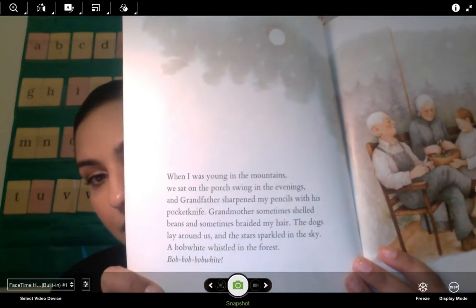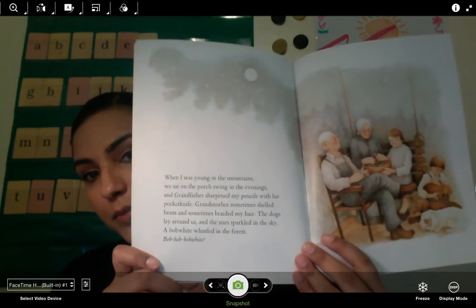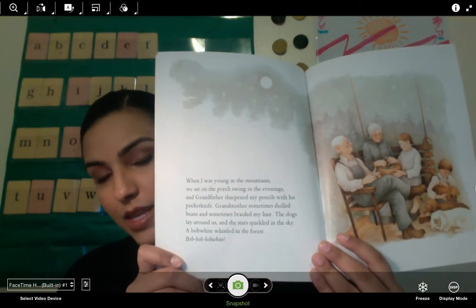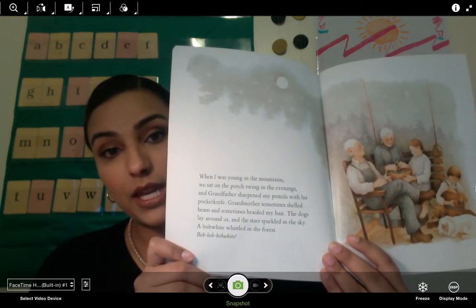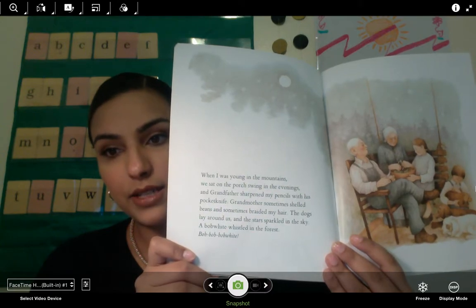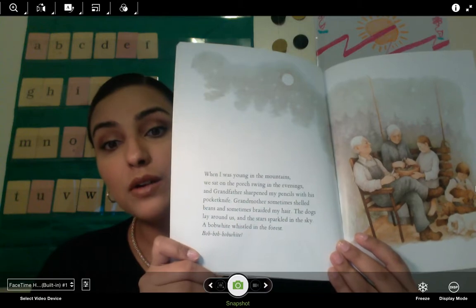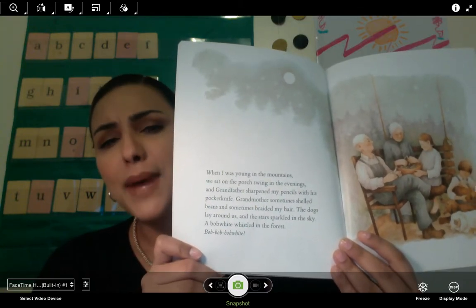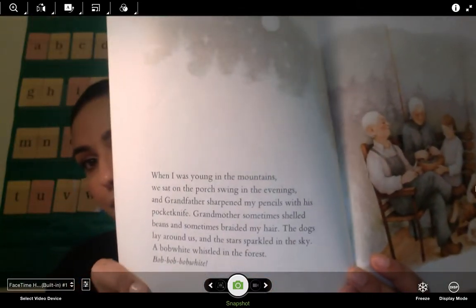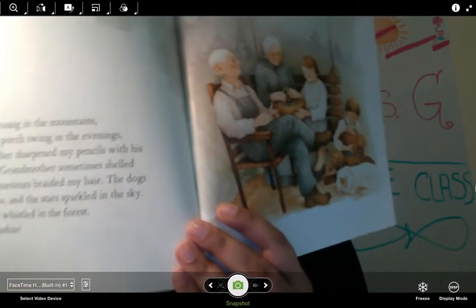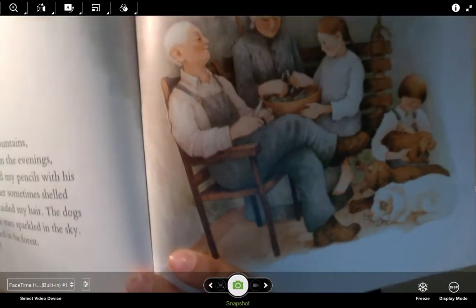When I was young and in the mountains, we sat on a porch swing every evening, and my grandfather sharpened my pencils with his pocket knife. Grandmother sometimes shelled beans and sometimes braided my hair. The dogs lay around us, and the stars sparkled in the sky. A Bob White whistled in the forest. Bob, Bob, Bob White. That was some sort of bird back in that time. And again, let's look at those pictures. Let's look at those faces.